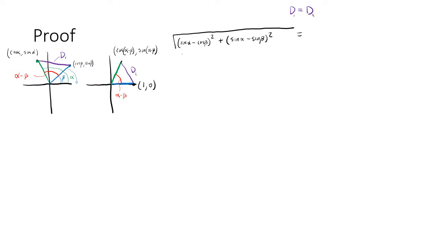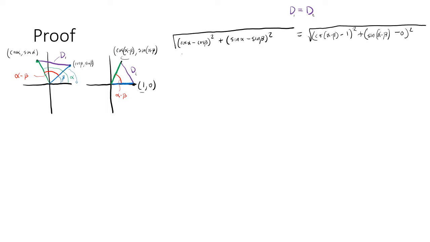Okay, one on the right. I'm totally going to run out of space here. I hope it works out. We'll see. This one is the cosine, so we're doing x coordinates, cosine of alpha minus beta minus 1, right? That's this x coordinate minus this x coordinate squared, plus sine of alpha minus beta minus 0, right? Squared. Okay, so now we're going to square both sides.